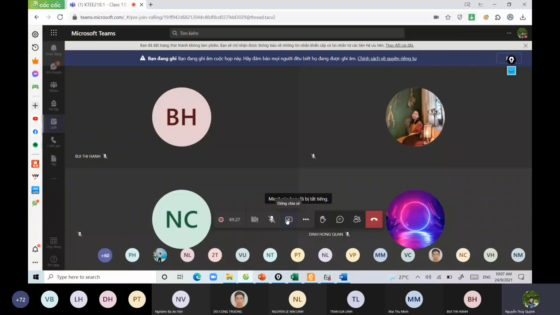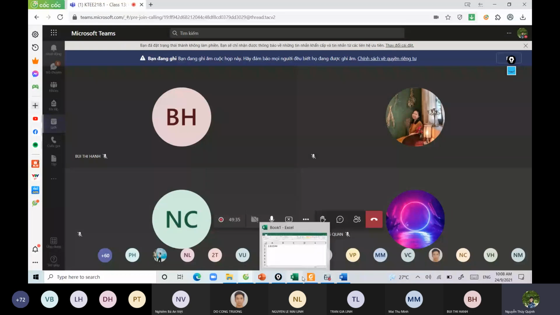Any volunteer? Any volunteer to help me test for the overall significance of this model? Okay, so Đức Mạnh, I see your hand.